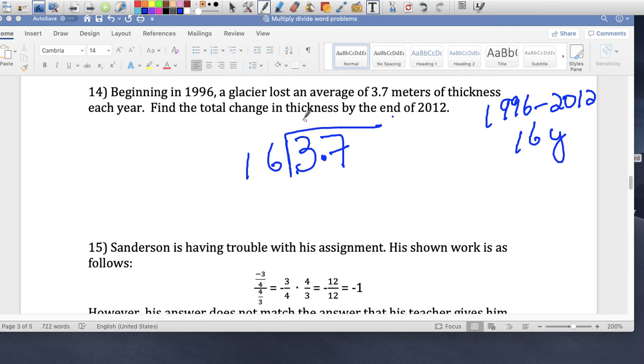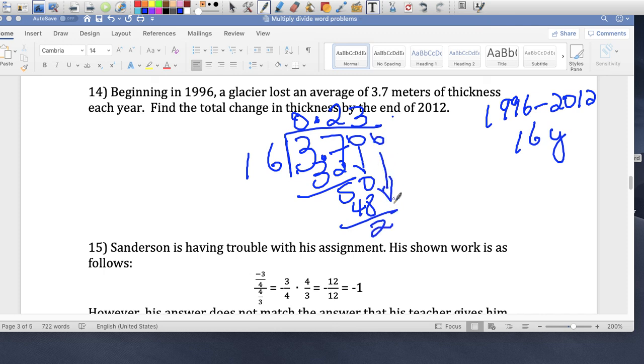So 16 cannot go into 3, so I'll put a 0. 16 goes into 37 2 times, which is 32. 5 left over, let's bring a 0 down. 16 goes into 53 3 times, which is 48. We're going to put one more 0. 16 goes into 50 3 times, which is 48, and 2 left over. So we can just round it to 0.231 meters every year.